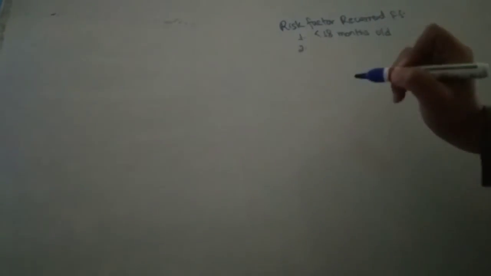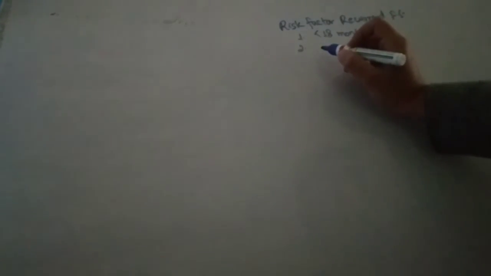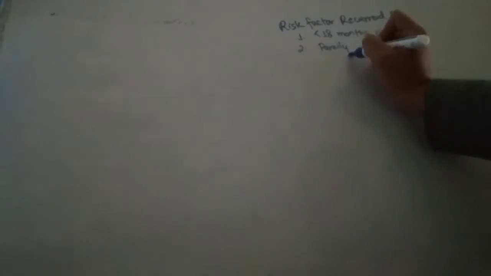Now we will be talking about risk factors for recurrence. So what are the risk factors for recurrent febrile seizure? One is that the baby is less than 18 months old. And another is that if the family history is positive, a family history of febrile seizure, then there will be a chance of recurrence.